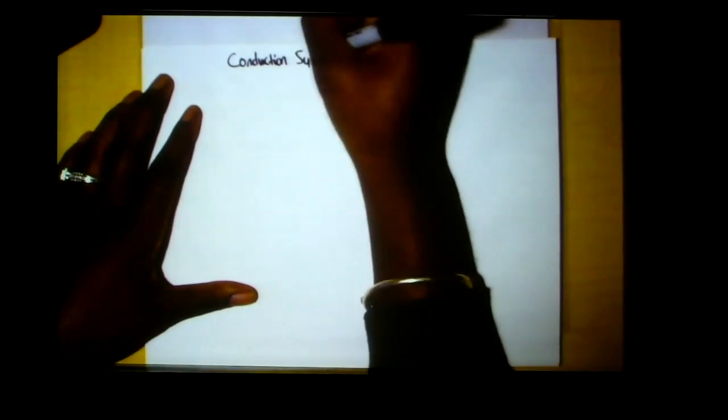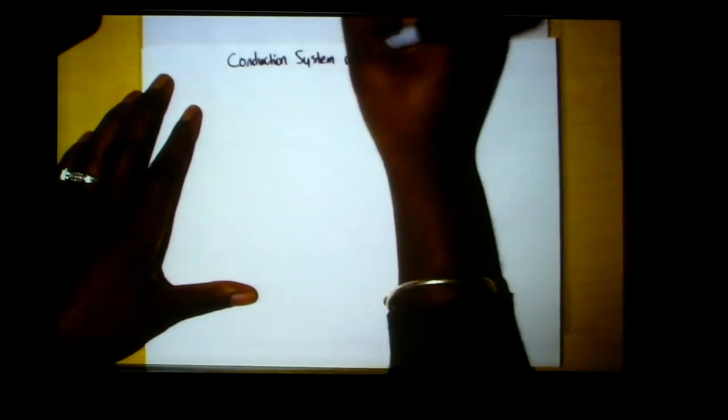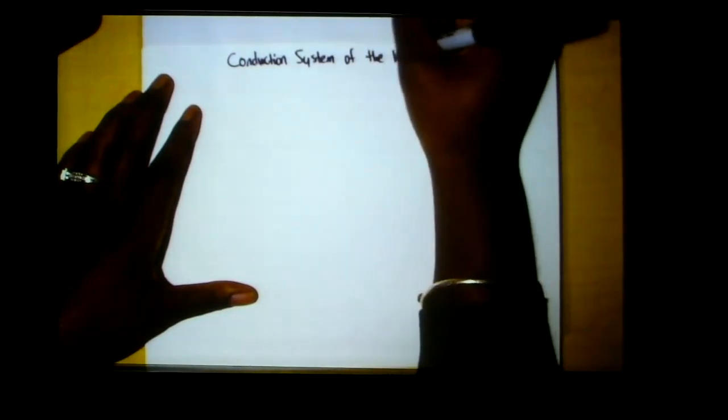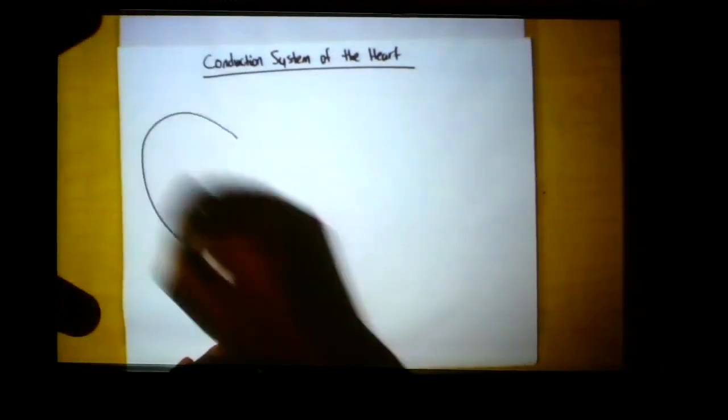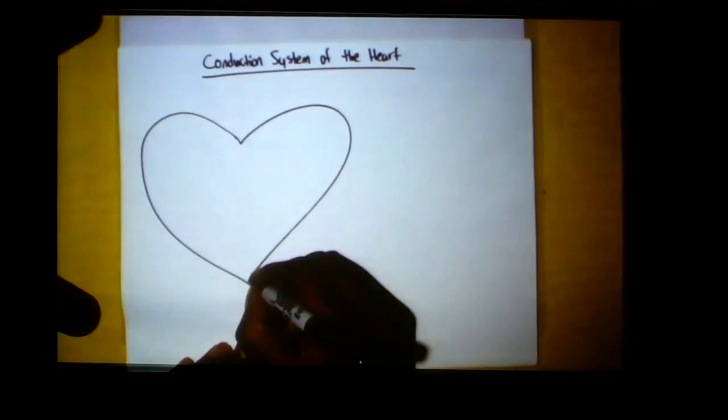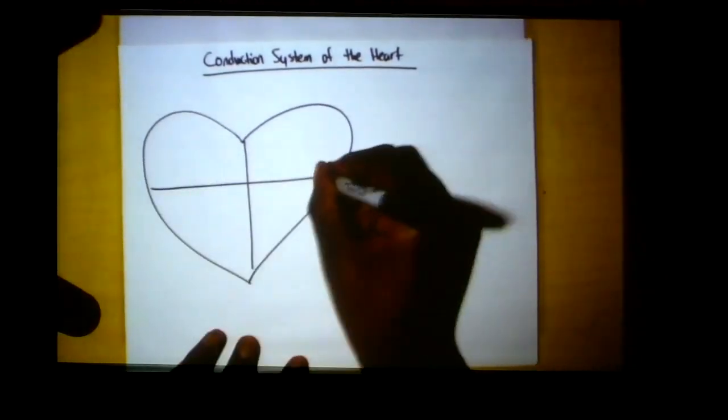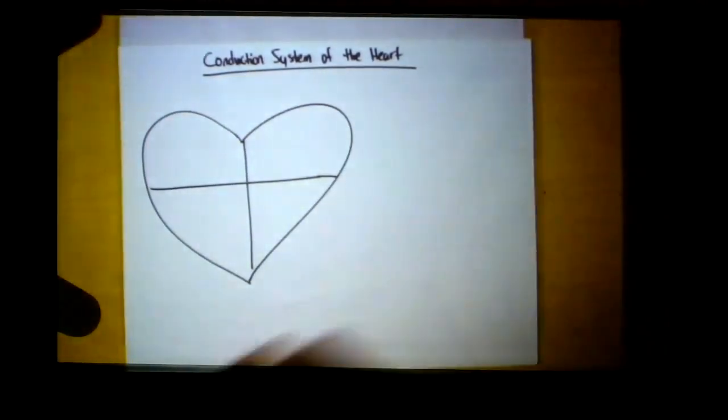Conduction system of the heart. This is basically how this electrical impulse is propagated through the heart. So we'll start off with our heart.